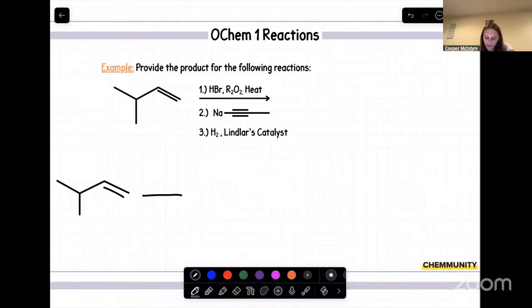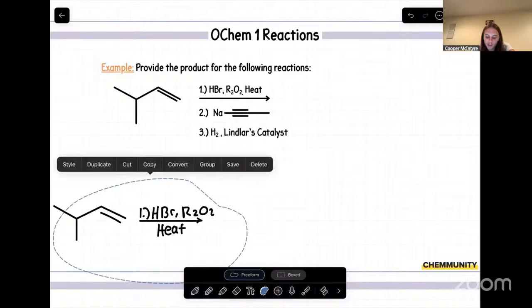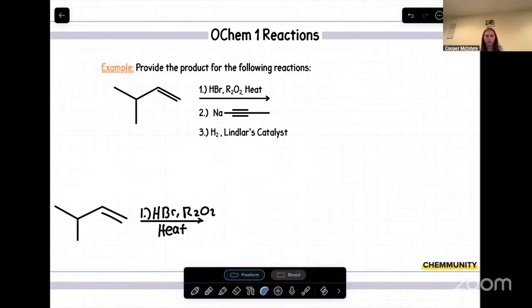And then for our first step, we have hydrobromic acid, we have a peroxide, that R2O2, and then we have heat. Now, this is a good example of why it's important to know your anti-Markovnikov reactions, because if you know those, there's only a few to remember. You'll know all the Markovnikov reactions. So the goal of these reagents is whenever we have an alkene, the goal is to add in a bromine. So what we'll do is add a bromine, but more specifically in the anti-Markovnikov position.